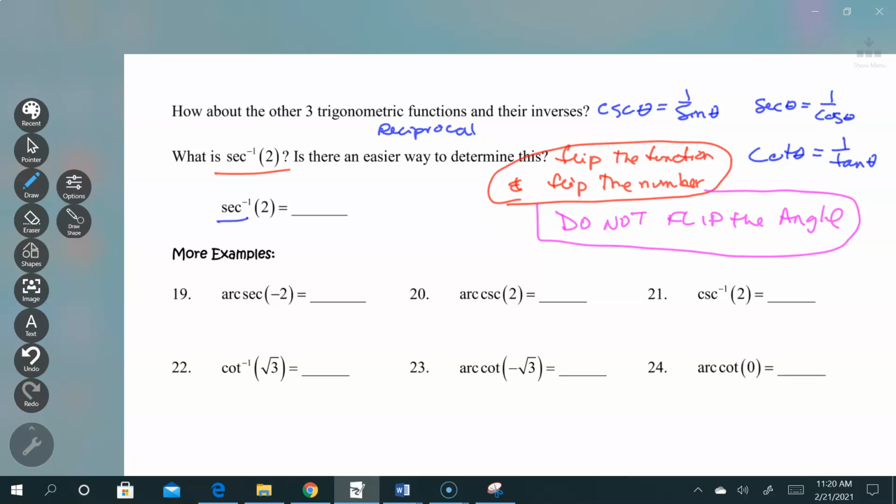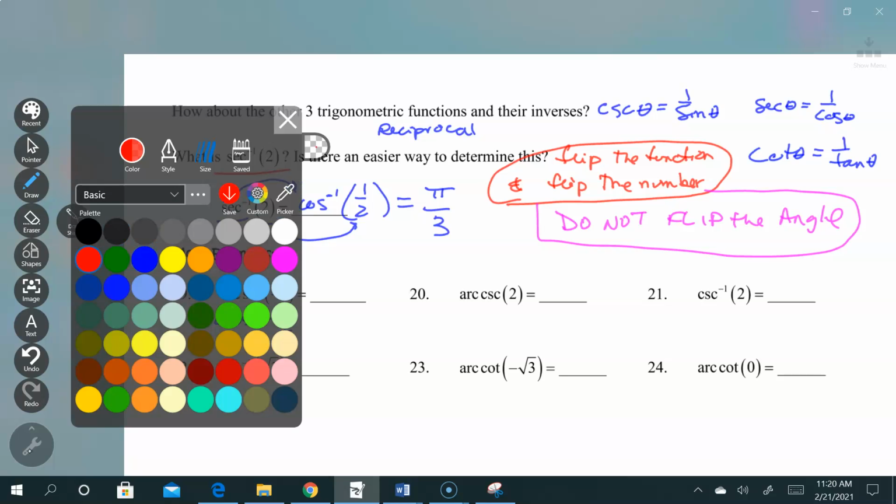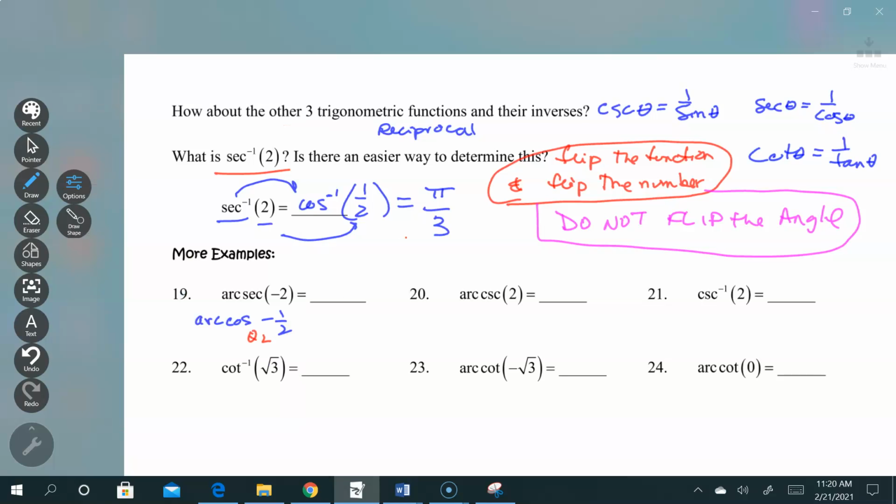So instead of doing inverse secant of 2, I'm going to do inverse cosine of a half. If you notice, they both got flipped. And inverse cosine of a half is pi over 3. Okay? So inverse secant of 2 is really pi over 3. Now to do these, I'm just going to do arc cosine of negative a half. Well, because it's negative, I have to be in quadrant 2 now, so it's the same answer as before, but now it's 2 pi over 3.